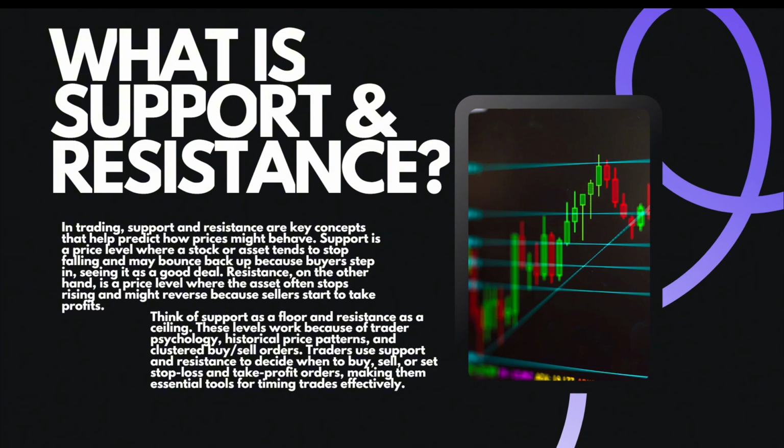These levels work because of trader psychology, historical price patterns, and clustered buy and sell orders. Traders use support and resistance to decide when to buy, sell, or set stop loss and take profit orders, making them essential tools for timing trades effectively. So essentially, support and resistance is basically where price tends to stop falling and where price tends to stop rising.